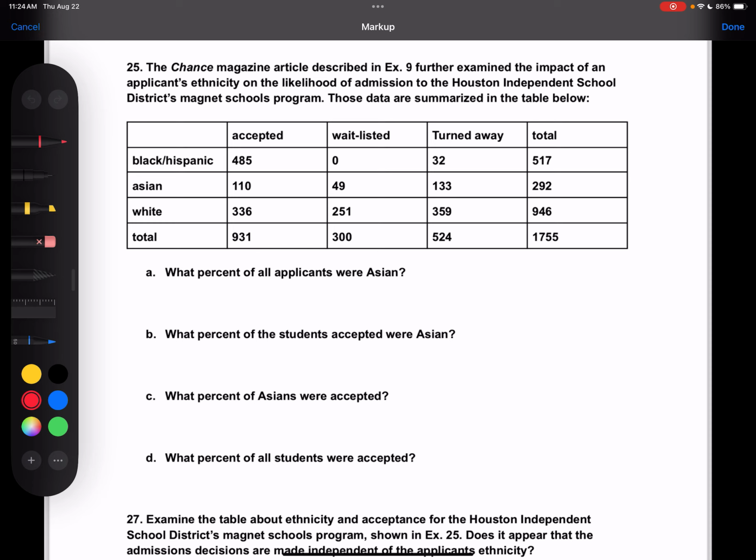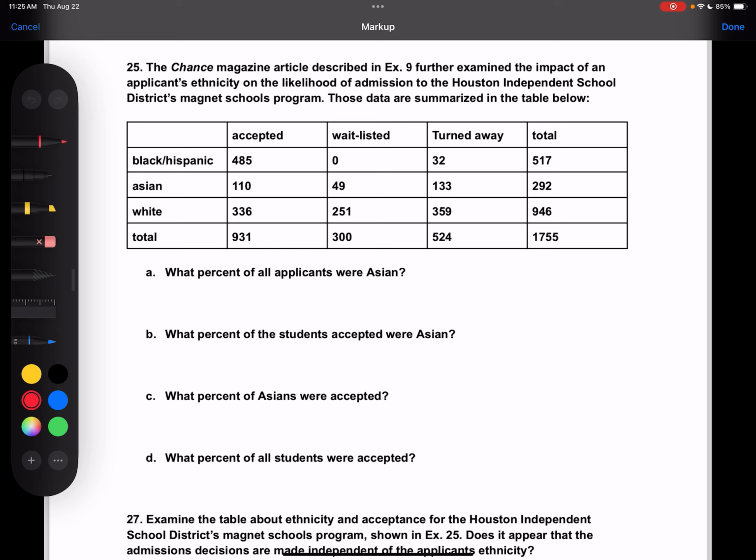All right. The Chance Magazine article described in Exercise 9 further examined the impact of an applicant's ethnicity on the likelihood of admission to the Houston Independent School District's Magnet Schools program. Those data are summarized in the table below. So now they took what we had in the previous two problems essentially and lumped everything together. So now we can see how many in each category out of the totals were accepted or waitlisted based on ethnicity. So, what percent of all applicants were Asian? How would we set that one up?